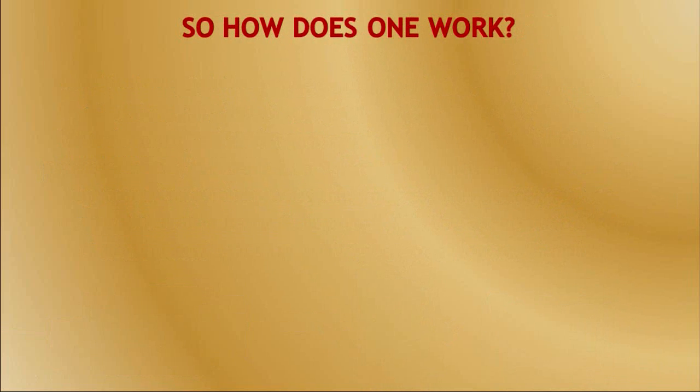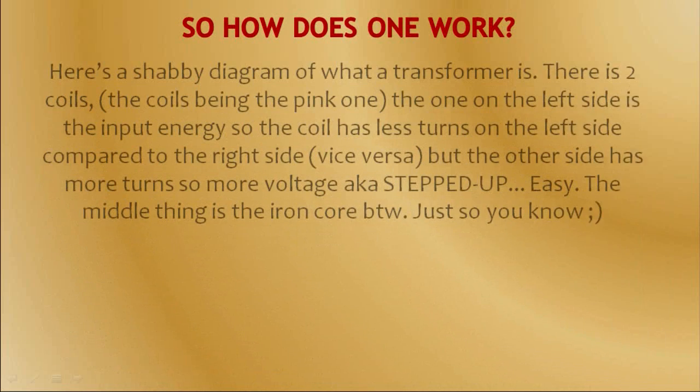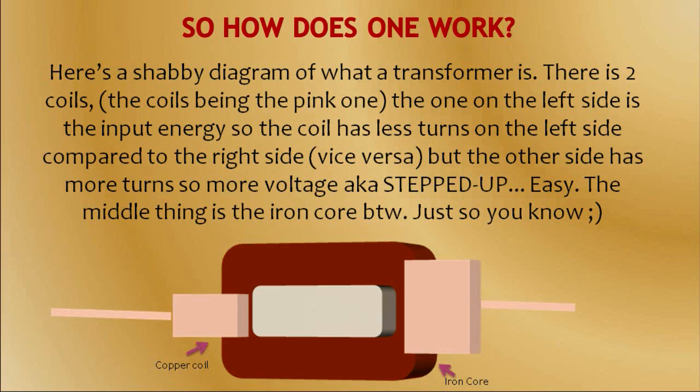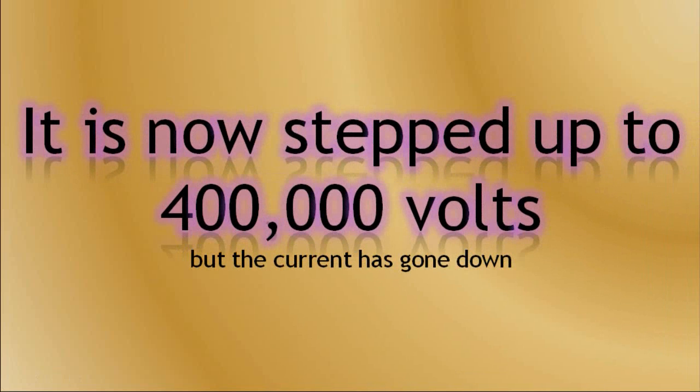So, how does this one work? Here's a shabby diagram of what the transformer looks like. There are 2 coils, the coil being the pink one. The one on the left side is the input energy, so the coil has fewer turns on the left side compared to the right side, or vice versa. The other side has more turns, so more voltage, aka stepped up. Easy. The middle thing is the iron core, by the way, just so you know. It is now stepped up to 400,000 volts, but the current has gone down.